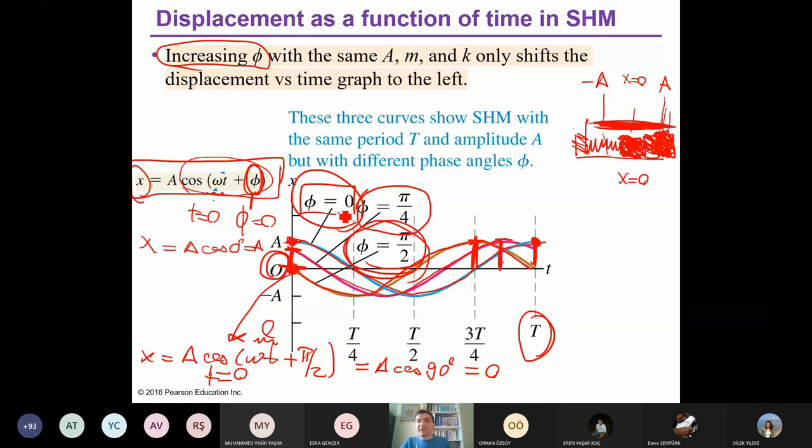And it does not affect the period. Period is the same. It does not affect the amplitude. It does not affect the angular frequency. It does not affect the frequency. It only affects the x position as a function of time. Do you have any question here?